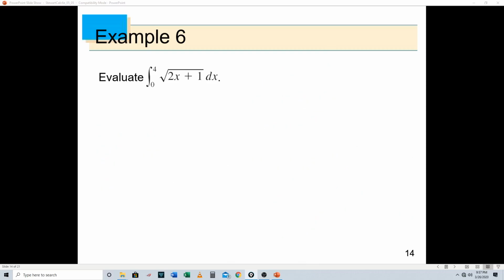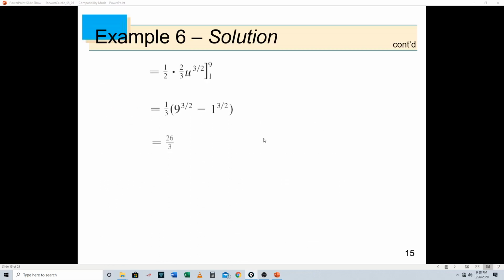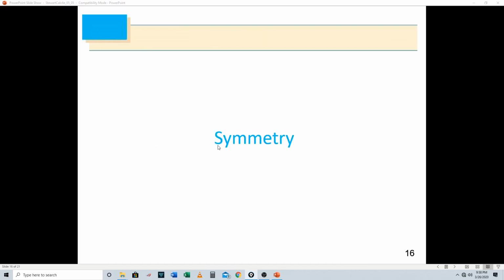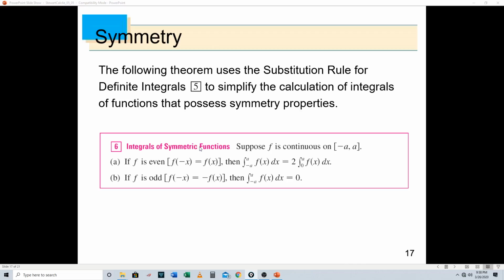Moving on. Yep, 26 over 3. Done. Symmetry. Yeah, this will be important to have.